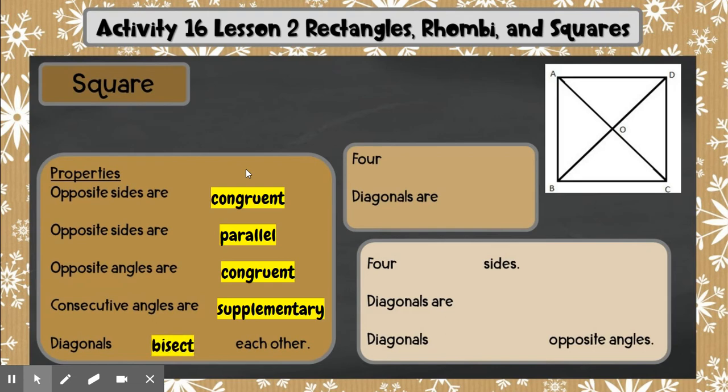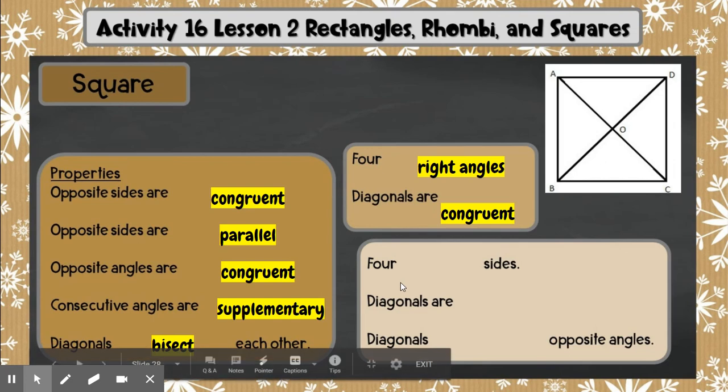So pause the video and fill those in, but those are the same properties that we wrote down for parallelograms. Now, on the right hand, this top box, these are the properties specifically from a rectangle. There are 4 right angles in a square, and the diagonals are the same. So each corner is a 90-degree angle, and both diagonals are the same.